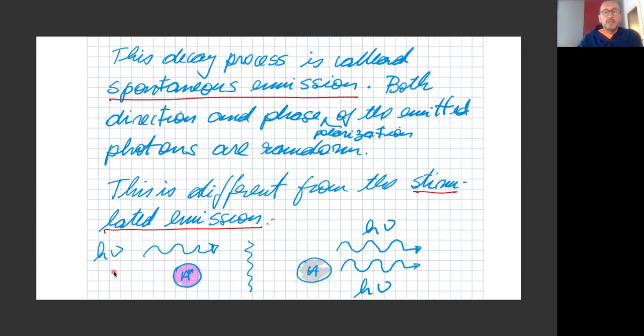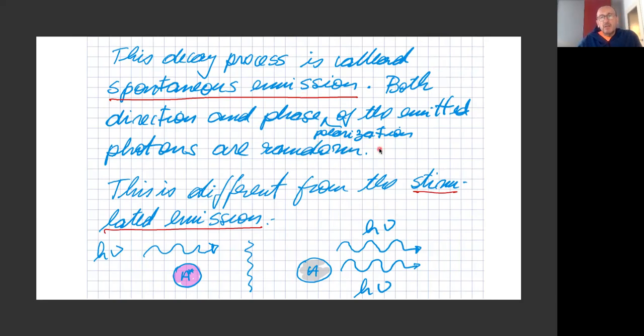So the idea is the following then. We have all these atoms in the system, and we shine light on them. Some of the atoms absorb radiation and get to the upper level, and after some time they decay again, emitting radiation, and the radiation is emitted in a spontaneous way.